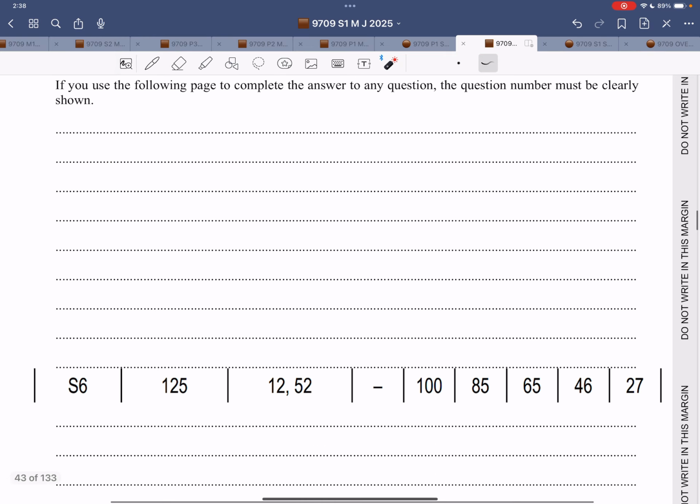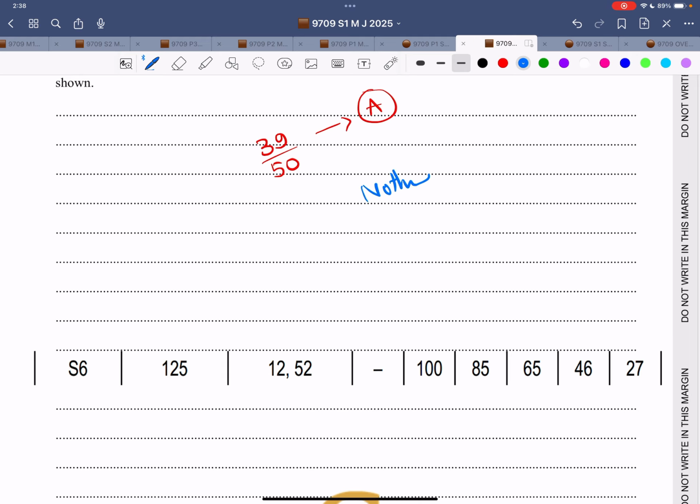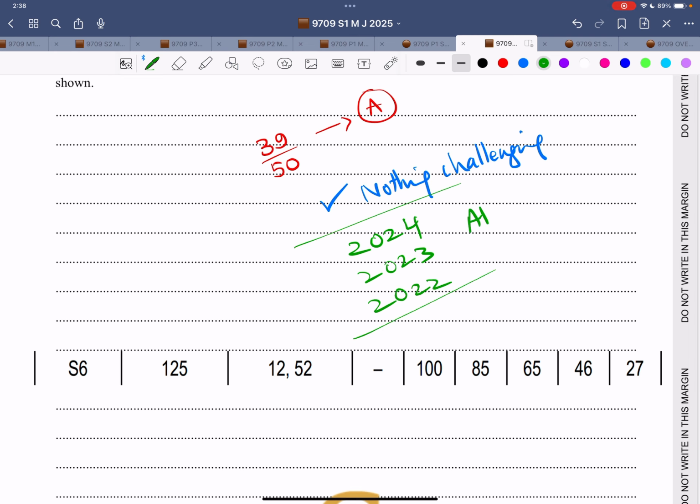So coming back to this. So now this particular paper, 39 out of 50, the threshold for an A, I think that's a pretty good paper. I think there was nothing challenging, provided people have solved the recent past years papers such as 2024 or 2023 or 2022. I think at least these 3 years, all variants, that ensures that you have a wonderful paper.